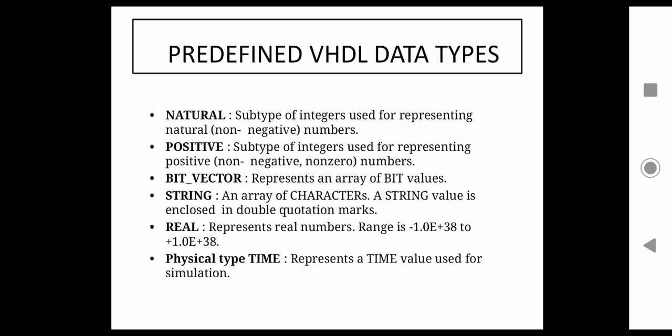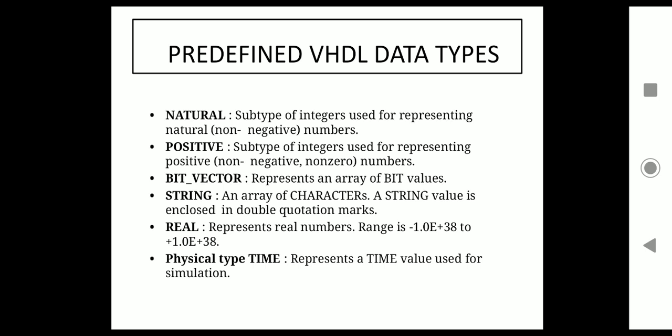Now again along with this there are many more: natural, positive, bit vector, string, real, physical type items. So these are also some predefined data types. And again remember, all these predefined data types you will find in a standard package. Whatever the IEEE standard package is there in VHDL programming, you will find all these predefined data types are present or stored in that standard IEEE package.